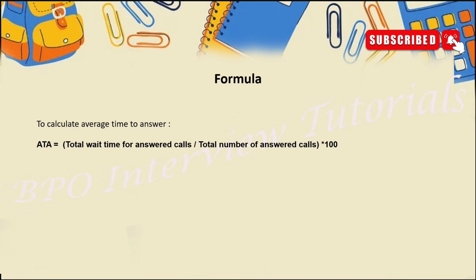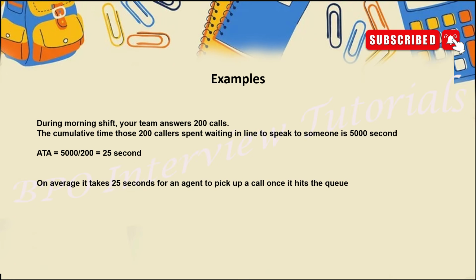Okay, let's go with the formula here. The formula says total wait time for answered calls divided by total number of answered calls into 100. If we use this particular formula, definitely we can get the average time to answer. Let's see the examples here. I have added two examples that will give you clear clarity.